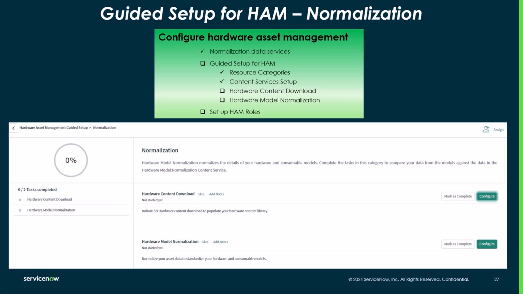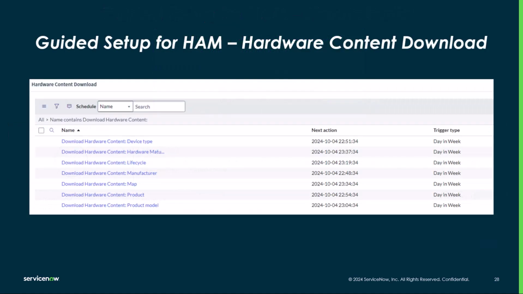When you click on configure on the content download, what you do is going to depend on how long ago I installed the hardware asset management application. If I'm doing this all within 1-2 days, I might want to go ahead and download this content. But by default, when you install hardware asset management, it sets up default jobs to download weekly, and this instance is set up to download on a Friday.